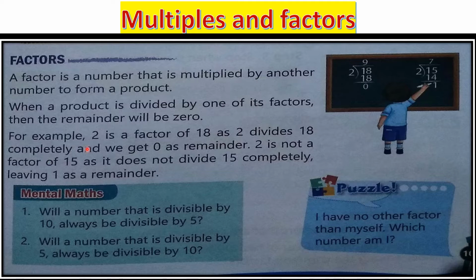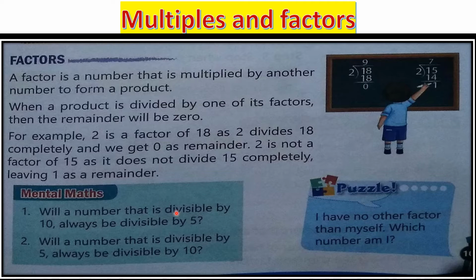Clear? For example, 2 is a factor of 18. Why? Because 2 divides 18 completely without leaving any remainder, as you can see here. But 2 is not a factor of 15. Why? Because if we divide 15 by 2, we get 1 as a remainder. So 2 is not a factor of 15.